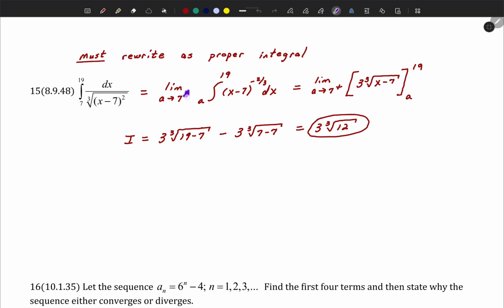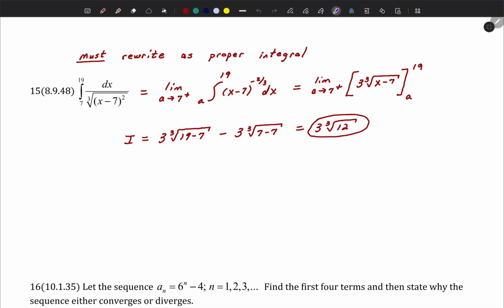So what if you didn't do that? What if you just had that? That's wrong, because then you could say, well, are you approaching 7 from the left? No, you're not, because every value in this interval from 7 to 19, so we're starting at 7, we're ending at 19, every value in this integral is approaching 7 from the right.